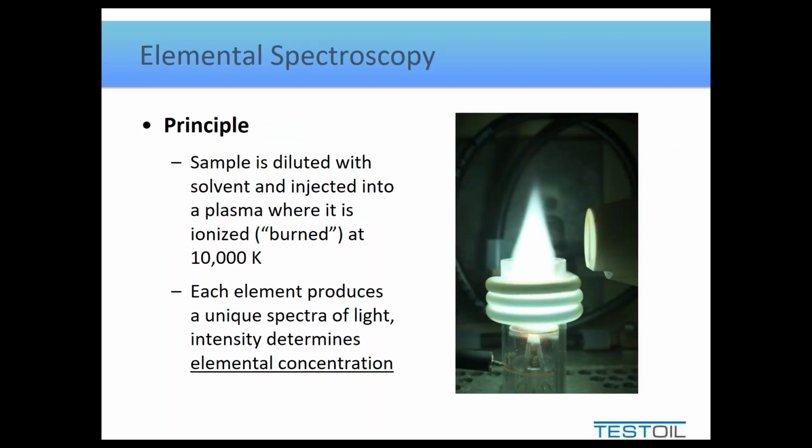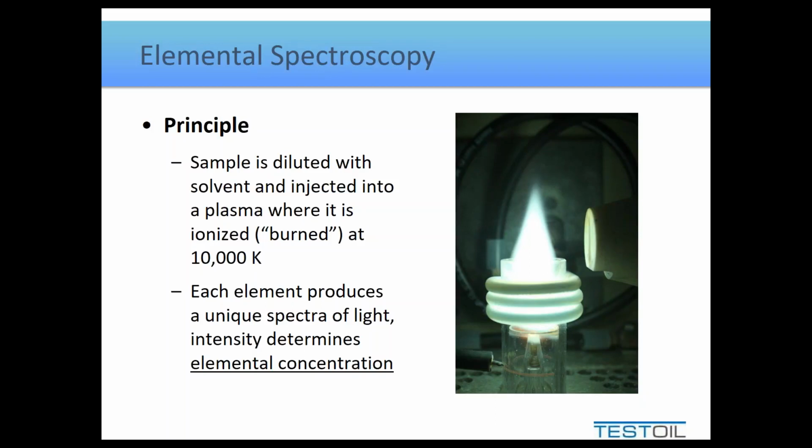So to quickly explain elemental spectroscopy, what we need to know to understand whether the correlations do or do not exist is to understand how the test is performed. Elemental spectroscopy is performed by diluting the sample, turning it into an aerosol, and injecting it into a plasma. So right away you should understand that the sample is going to be quite thin. It has to be aerosol, so it's going to be fine droplets, and it's placed in a plasma.